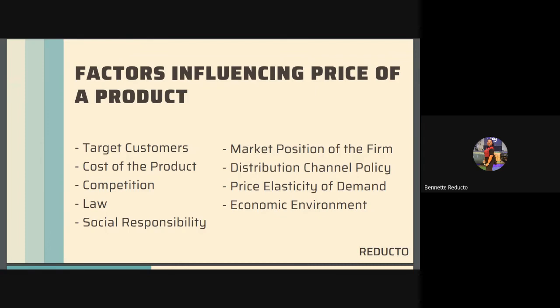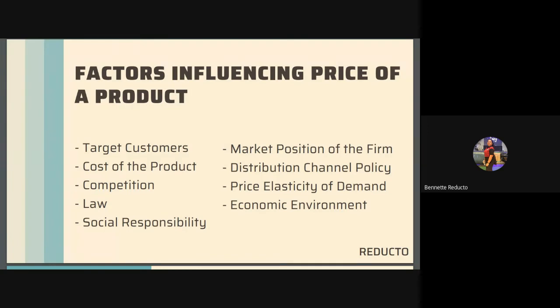The fourth one is the law. We cannot control what the government says in relation to the prices of the product. There are numerous restrictions on pricing activities, and one of the examples is the SRP, or the suggested retail price, employed by the government. Next is social responsibility. This may affect many parties, which includes the employees, shareholders, and the public at large.